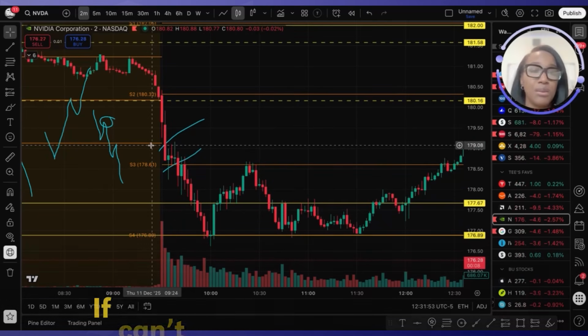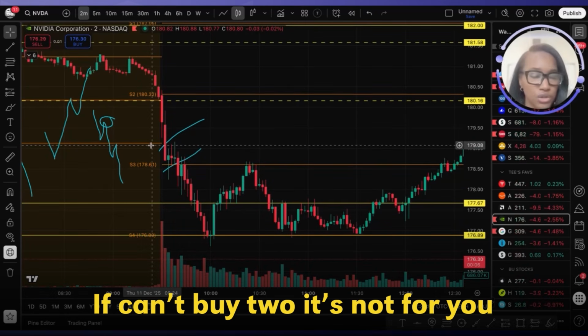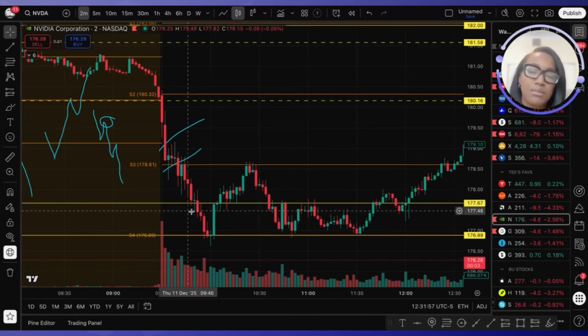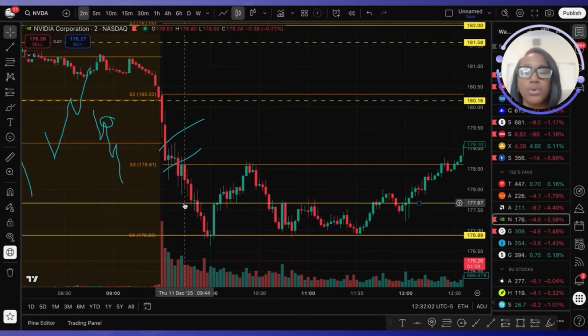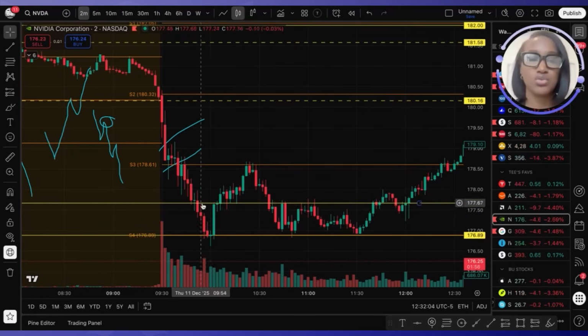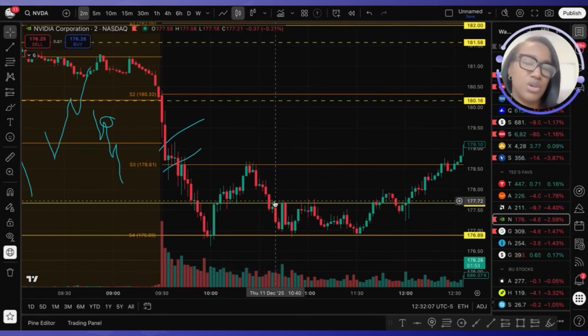And remember, if you can't buy 2, it's what? It ain't for you. All right. So this is why, my friends, when we're using risk management, we understand that we need to be able to purchase at least 2 contracts to take profit as we go in the trade.